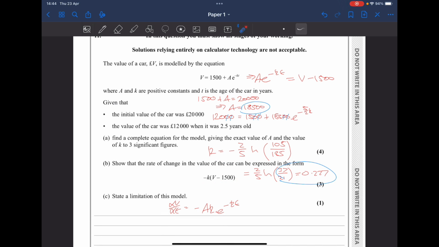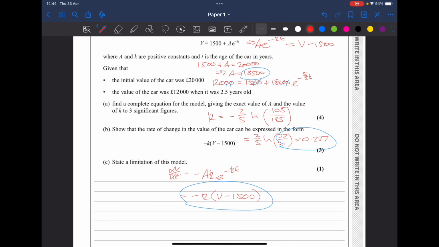So let's do that. We can replace the a and the e to the minus kt with this thing. So this is effectively equal to minus k times v take away 1500. And that's it. That's all we need to do. Okay, nice. Lovely. That was a nice easy 3 marks. State the limitation of this model.